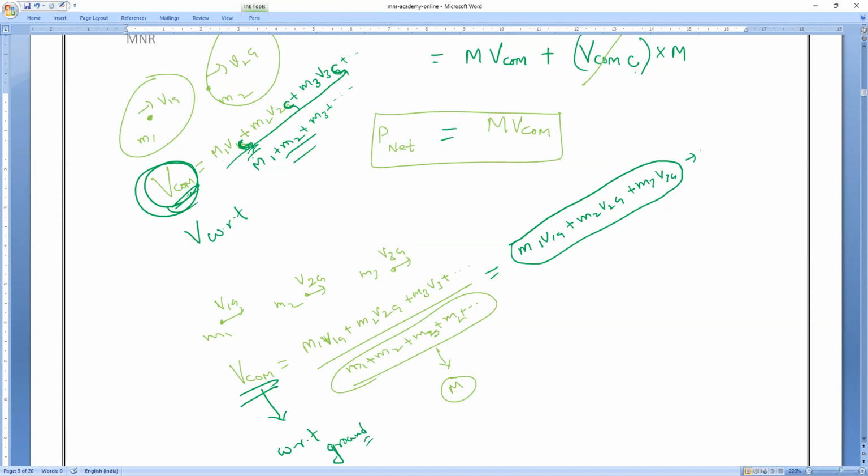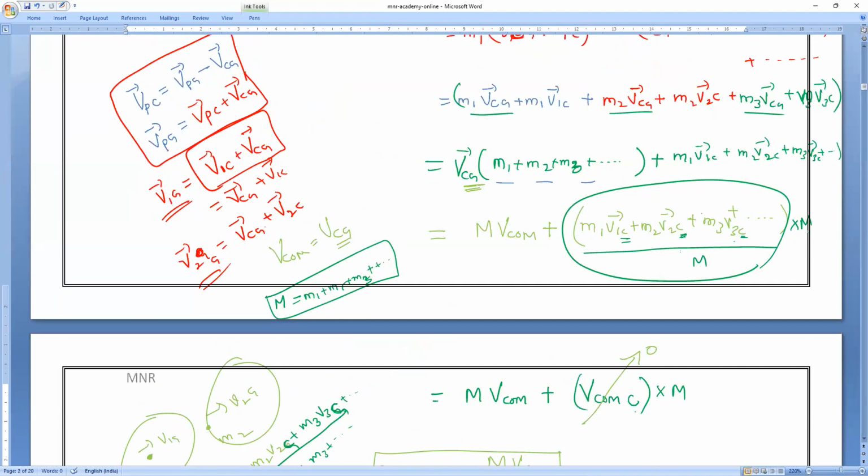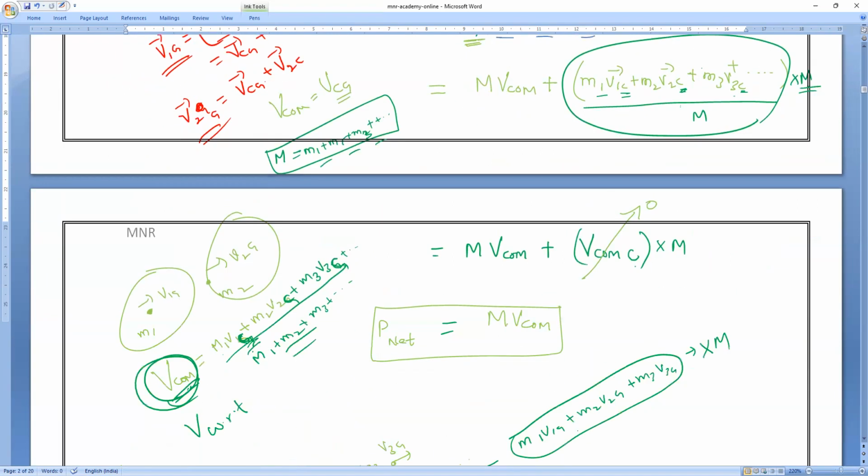So divided by M. That is why I am multiplying both numerator and denominator with the capital M. So I am replacing M with M1 plus M2 plus M3 and so on. But if you notice here, M1 V1 C, but here we have M1 V1 G. This is momentum with respect to what? Ground. Do you understand, everybody?